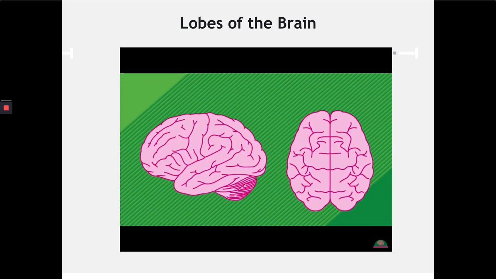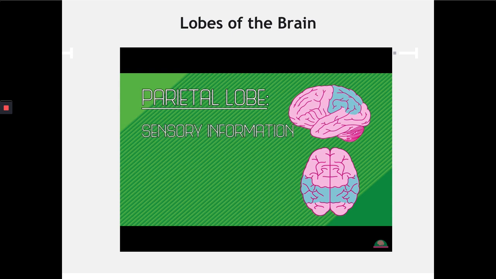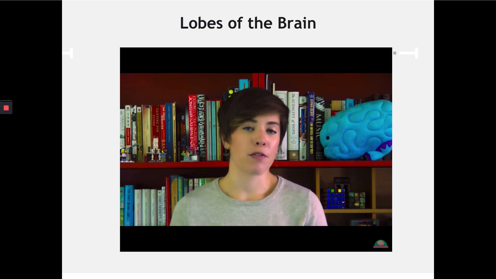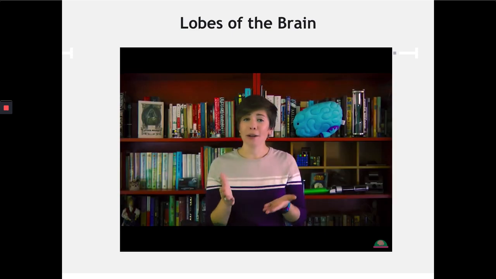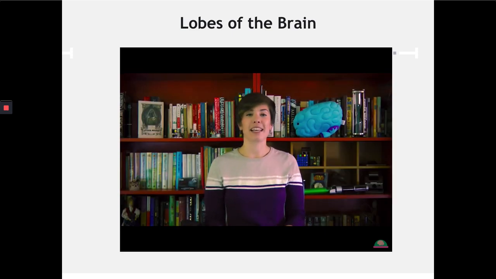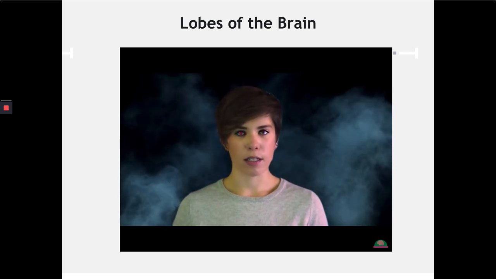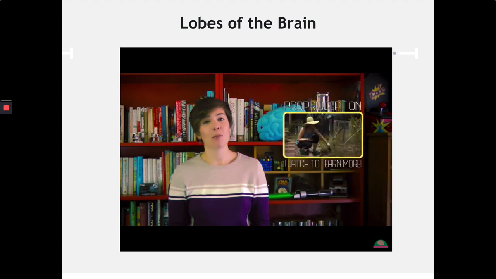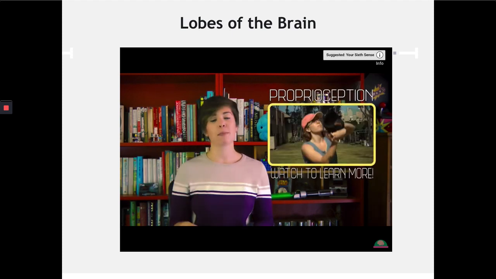Above and in front of the occipital lobe, we have the parietal lobe. This is the key to processing sensory information from your body. This narrow band on top of the parietal lobe is called the somatosensory cortex and is responsible for processing your sense of touch. It's almost like a map of your body. The parietal lobe is also important for your real-life sixth sense. Just kidding. Your sixth sense is something we call proprioception, which is the sense of your body in space.